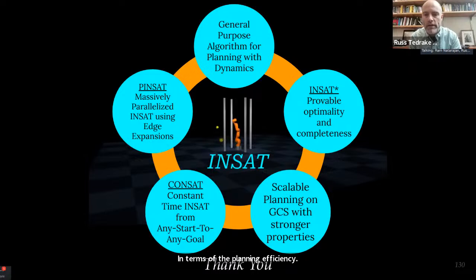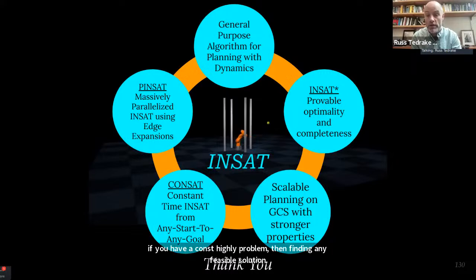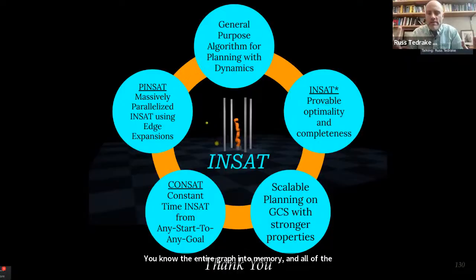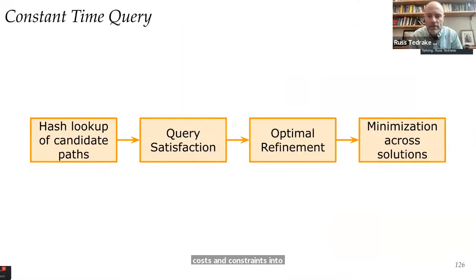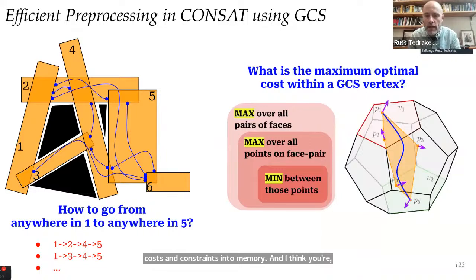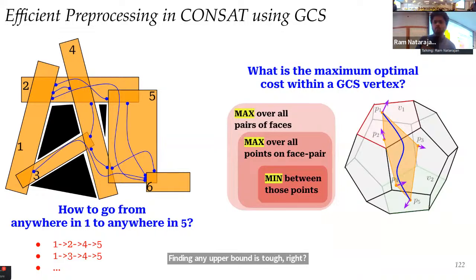But if you have a highly constrained problem, then finding any feasible solution requires putting the entire graph into memory, and all of the costs and constraints into memory. And I think that's the hard case, right? In a complex constrained optimization, finding any upper bound is tough. So you don't have to do that. I think the alternative is that you want to find these upper bounds within every single convex set. You just have to load one convex constraint into memory, and then find how bad, for your problem specification, you will perform within that convex set.